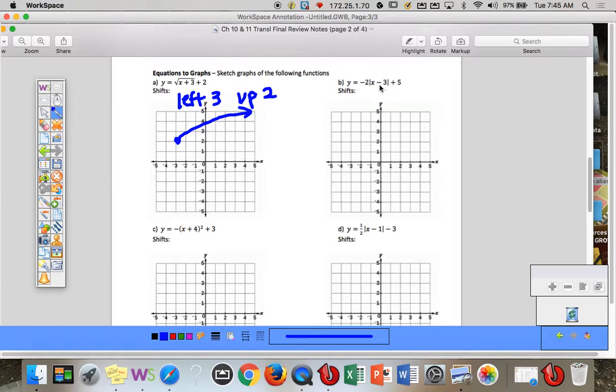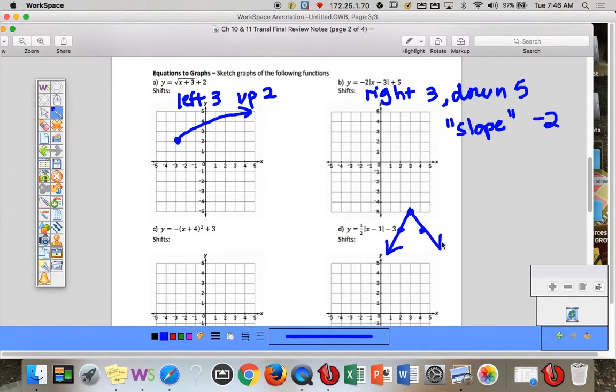Here the minus 3 would be to the right 3, down 5. And the slope, that a value there, would be negative 2. So we're going to go right from 0, 0, go right 3. We're going to go down 5. And the slope is negative 2, so we're going to go down 2 over 1 in each direction and draw our line. So it looks something like that.